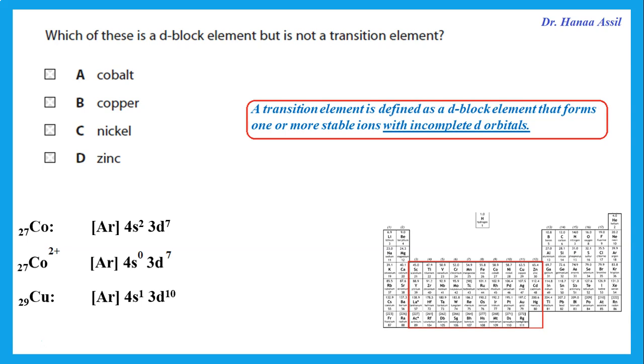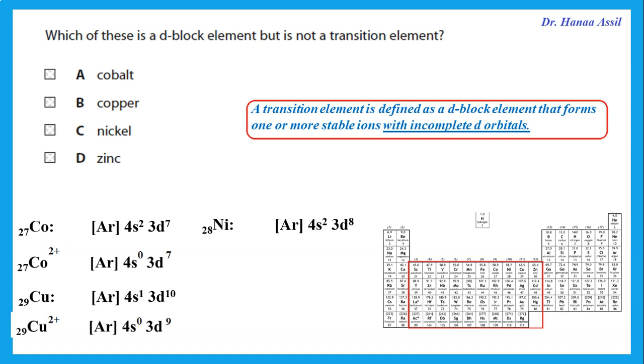Now, when copper forms ions, like copper 2+, we said we remove electrons from the 4s, and then we go on to the 3d and remove electrons. So if I want to remove 2 electrons, then I'm going to remove the electron in the 4s, 1 from the 3d, so the 3d is incomplete. So copper is a transition element.